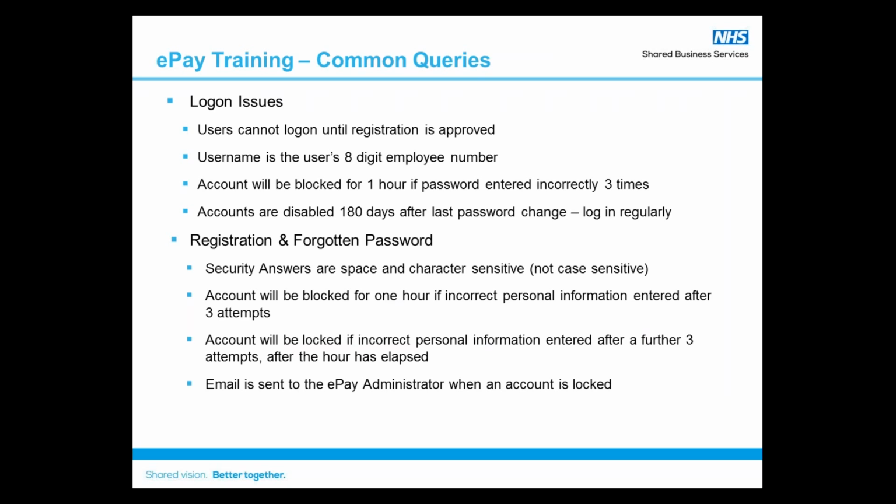In terms of common queries, just remember you can't log on until your registration has been authorized after you've submitted it. Your username is your 8-digit employee number. If you get your password wrong 3 times, it blocks your account for 1 hour. And if you don't log in regularly, your account will be disabled 6 months after your last password change. So log in regularly. If that happens, then follow the forgotten password routine to reset it.